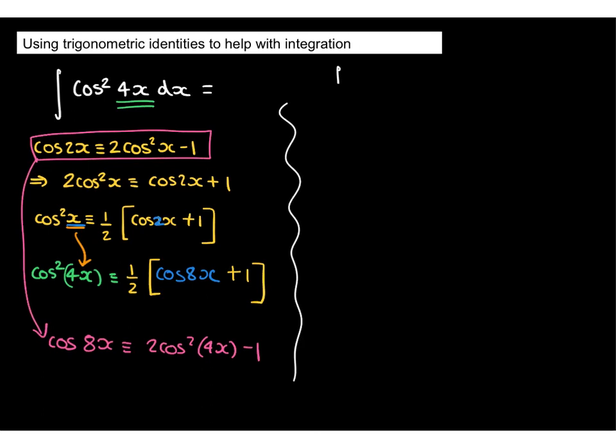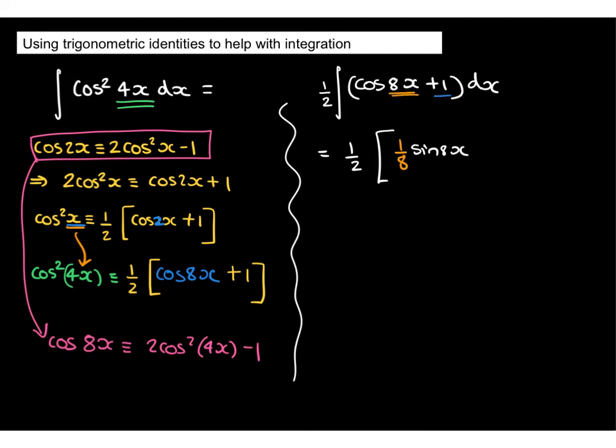So my integral is now going to become a half, cos 8x plus 1, dx. So integrating cos, well, we'll get sine 8x, but we need to divide by the derivative of this inner function, so we'll get a factor of an eighth, and then this part here will simply give us an x, and let's not forget plus c at the end, so we end up with 1/16 sine 8x plus a half x plus c.